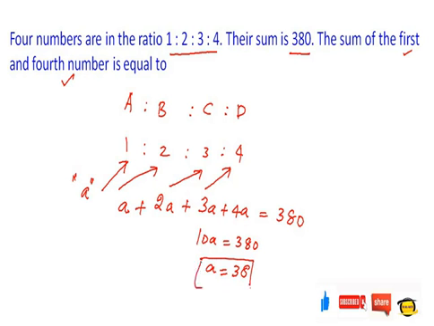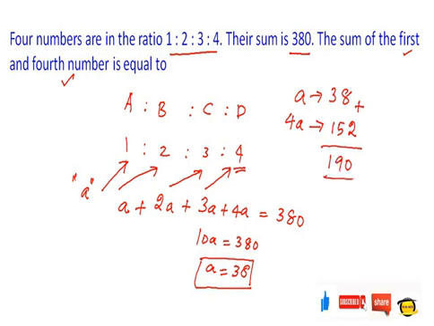Now coming back to the question, it's given that we need to find the sum of the first and the fourth term. What is the first term? A. A is equivalent to 38. What is the fourth term? It's 4A. So 4 times A, which means it's equivalent to 152. So what is going to be the sum of these two terms? It's very simple. Add them, 190. So the sum of the first and the fourth term is 190.